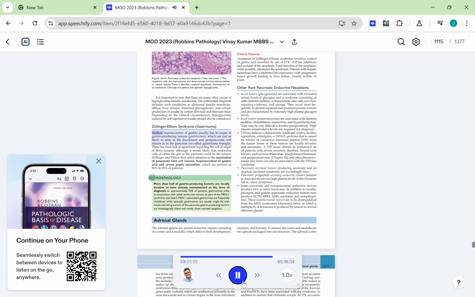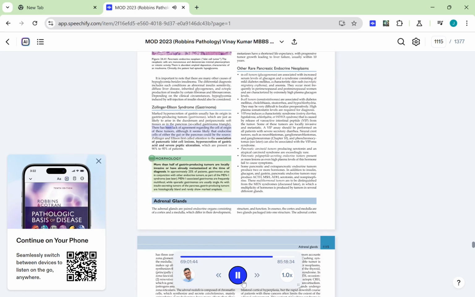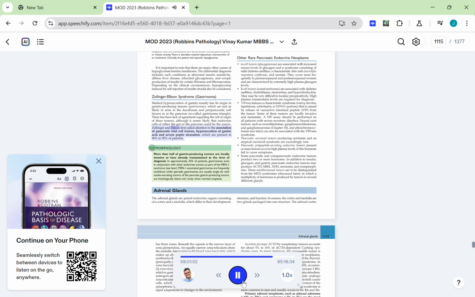Zollinger-Ellison syndrome. Marked hypersecretion of gastrin usually has its origin in gastrin-producing tumors, which are just as likely to arise in the duodenum and peripancreatic soft tissues as in the pancreas. There has been lack of agreement regarding the cell of origin of these tumors, although it seems likely that endocrine cells of either the gut or the pancreas could be the source. Zollinger and Ellison first called attention to the association of pancreatic islet cell lesions, hypersecretion of gastric acid, and severe peptic ulceration, which are present in 90% and 95% of patients.